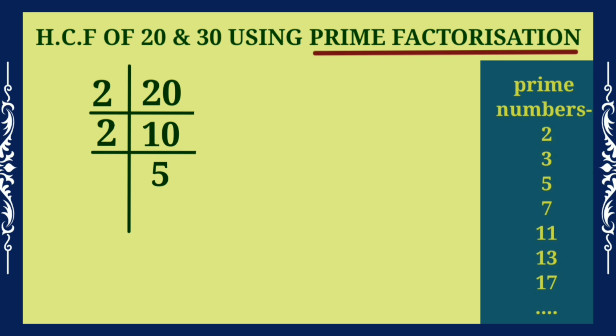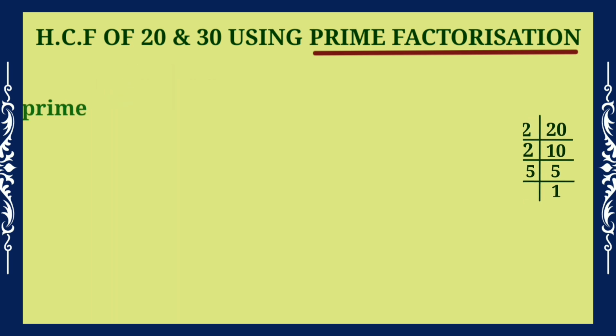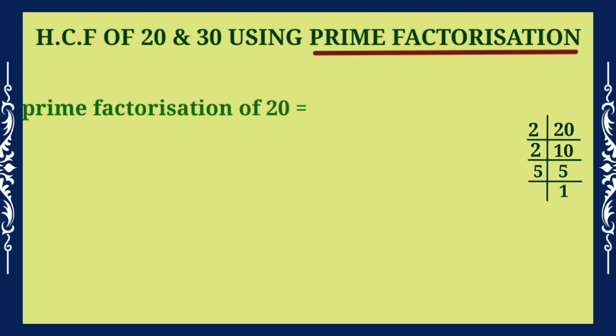Now we cannot divide 5 by 2 or 3. So we'll divide it with the next prime number, that is 5. 5 times 1 is 5. We repeat this process till we get 1. So students, prime factorization of 20 is 2 into 2 into 5.